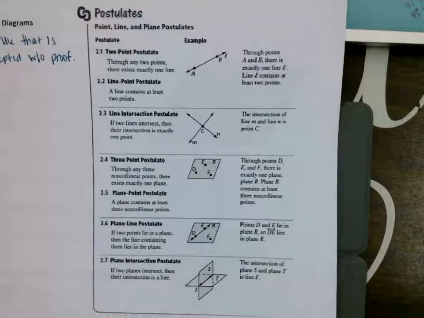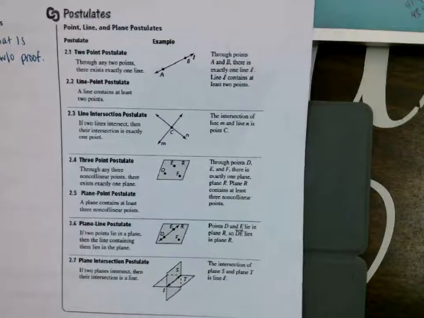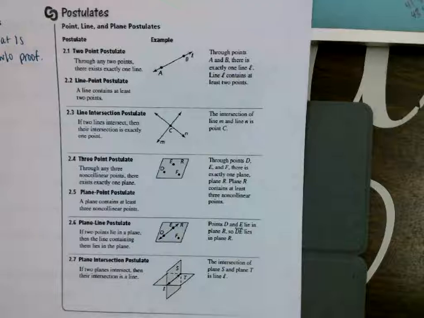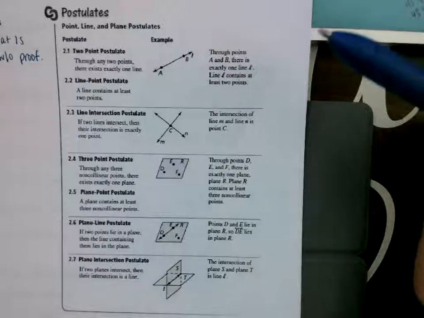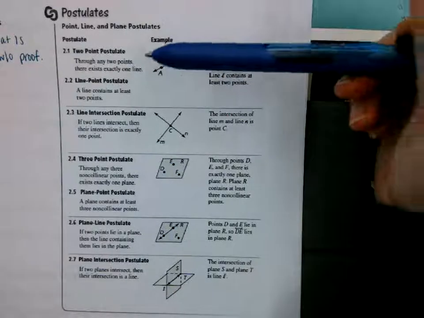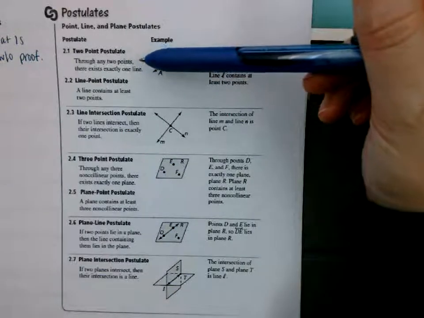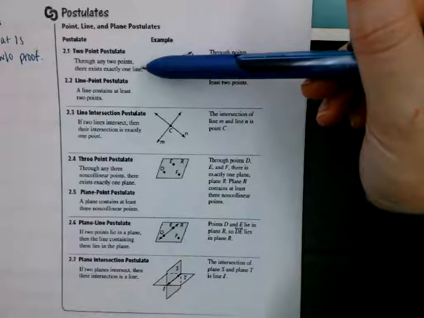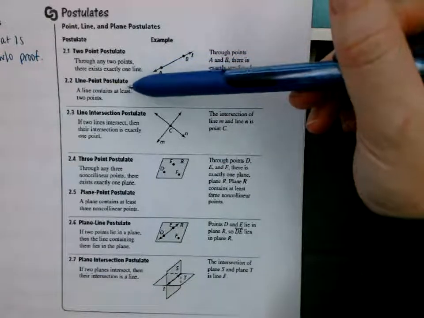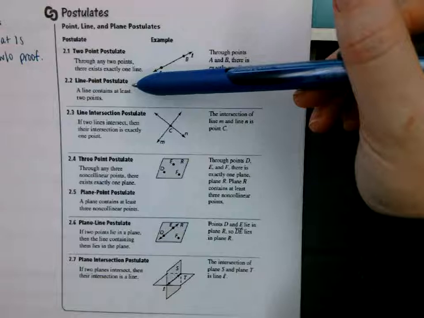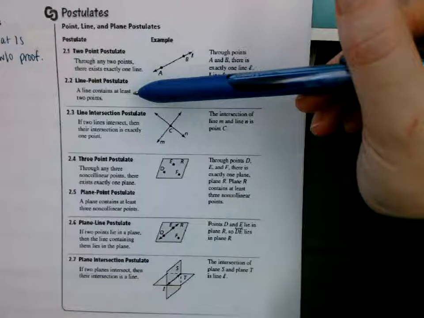Okay, so we have this list of postulates. I'm going to read through them and then I'm going to show you the example of them on the other side. So postulate 2.1 is the 2-point postulate, which says that through any 2 points there exists exactly one line. 2.2 line point postulate is a line contains at least 2 points.